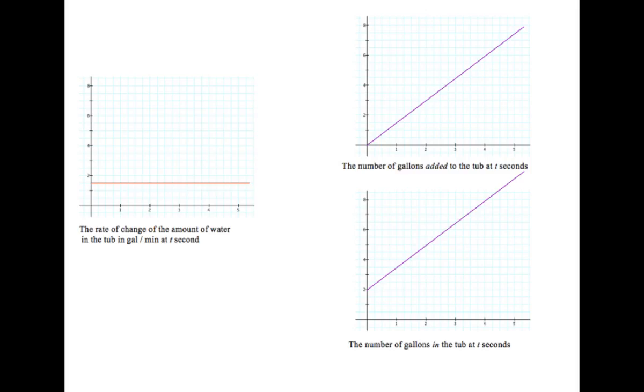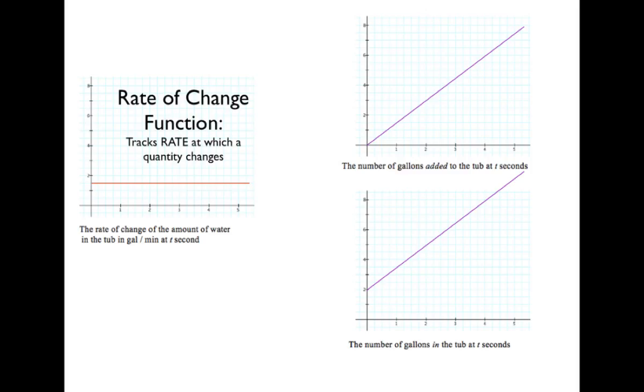Okay, so very simple exercise here to point out that we're going to have 3 different names for these types of graphs, okay? So this is a rate of change function, okay? So a rate of change function, of course, tracks the rate at which a quantity is changing. And so for this particular example, that rate of change was constant, okay?